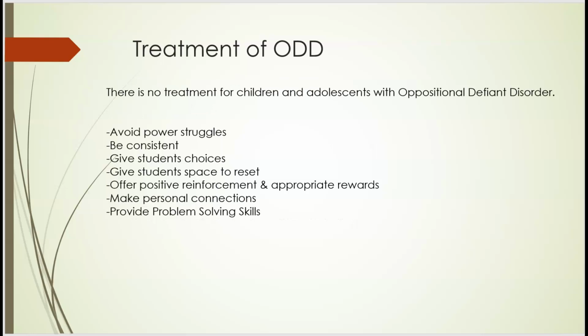While there is no treatment for all children and adolescents with ODD, the most effective treatment plan will be individualized to the needs of each child and family, with interventions in the form of parent management training. The following are helpful suggestions for working with children with ODD. Avoid power struggles, be consistent, give students choices, give students space to reset, offer positive reinforcement and appropriate rewards, make personal connections, and provide problem-solving skills.